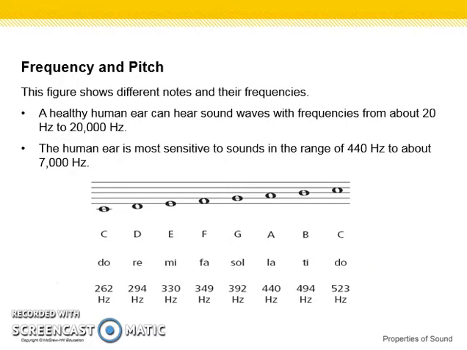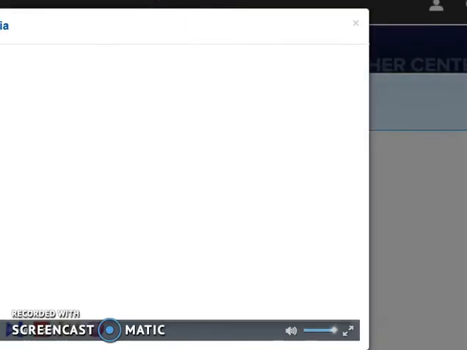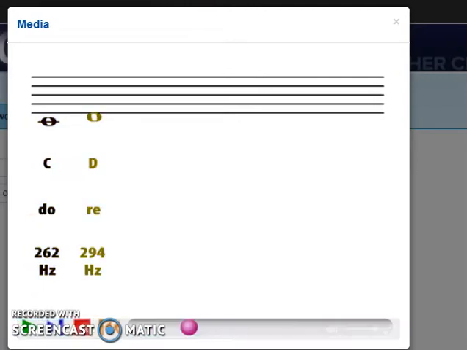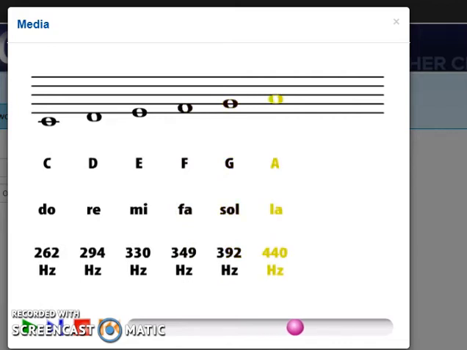This figure shows different notes and their frequencies. So in your book, write down the figure and what page number you'll see. A healthy human ear, you need to know this, can hear a sound wave with frequencies from about 20 hertz to 20,000 hertz. The human ear is most sensitive to sounds in the range of 440 to about 7,000 hertz. Every note has a different frequency, which gives it a distinct pitch.